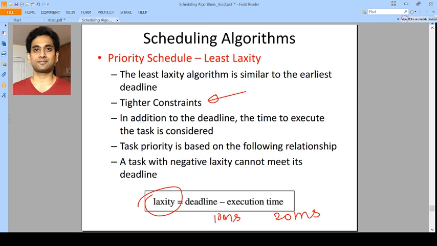Now we have a situation at our hands. The operating system looks at this. The deadline is coming up in 10 milliseconds, but the task needs 20 milliseconds. So if I evaluate this, this is going to be a negative laxity. Such a task does not meet its deadline. So the operating system rejects this task. It does not schedule it. So it's a smarter improvement over the tasks based on earliest deadline.